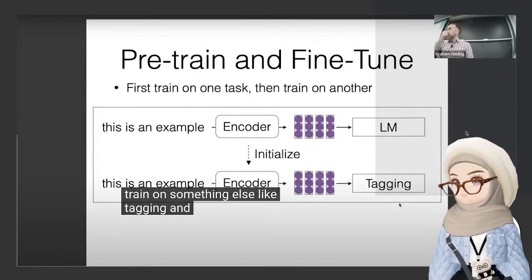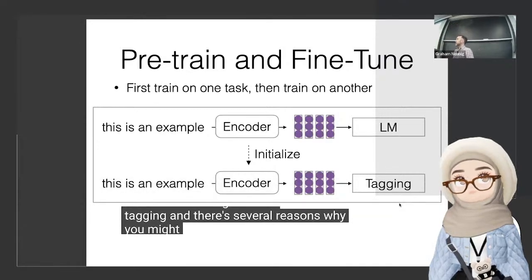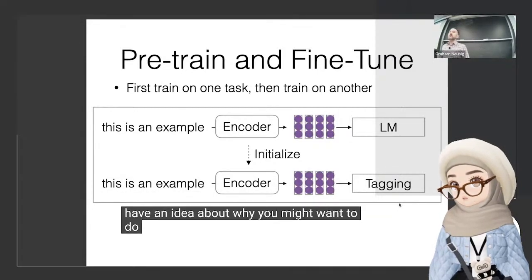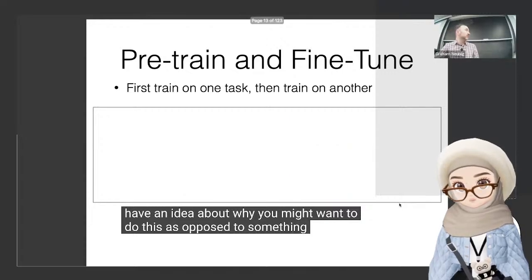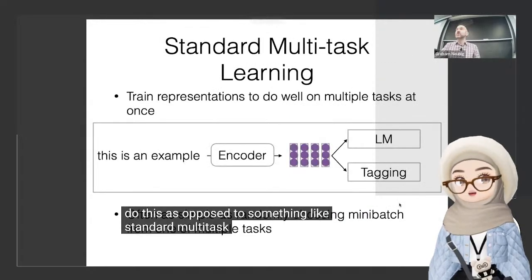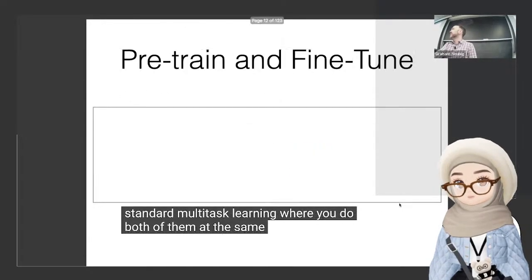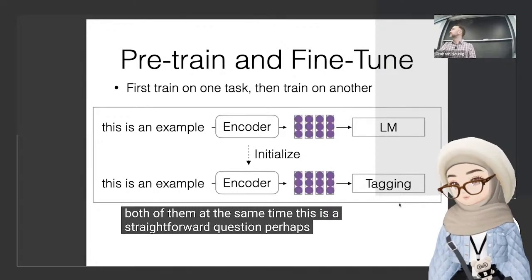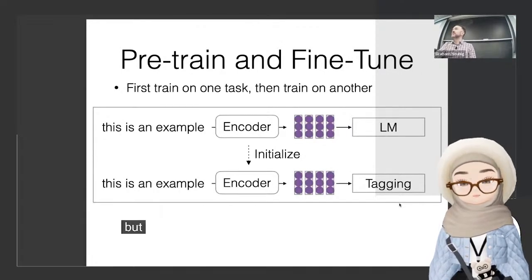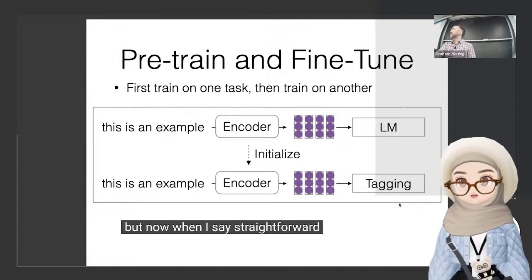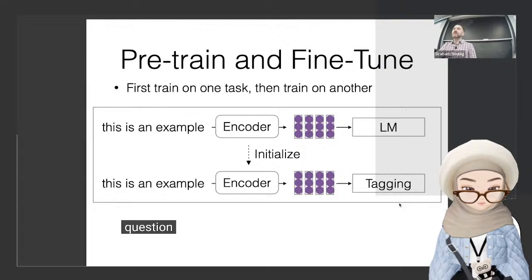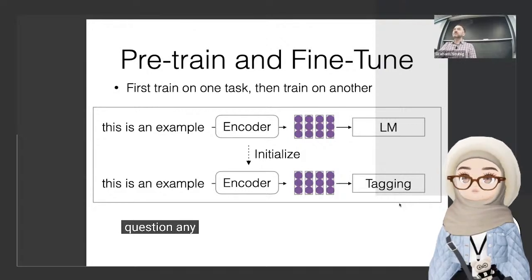There are several reasons why you might want to do this. Does anyone have an idea about why? As opposed to standard multitask learning, where you do both of them at the same time. This is a straightforward question. When I say straightforward, I don't mean easy, I mean not a trick question. Any ideas? Resources. Money.